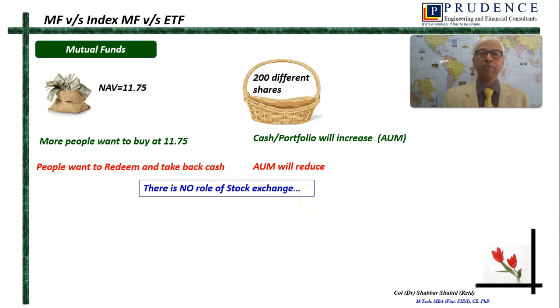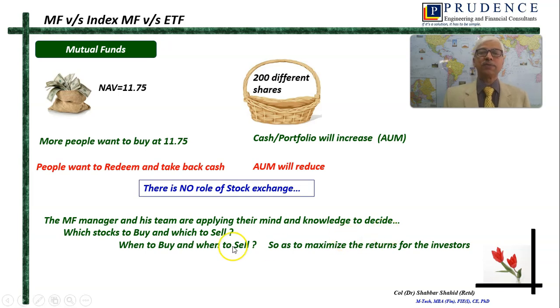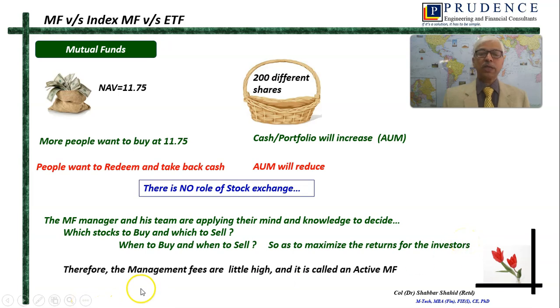Whatever transactions you are doing, you do directly with the mutual fund company or through your broker, through your financial advisor. And you would observe here that in selecting this basket of stocks, the mutual fund manager and his team have to apply their mind, their knowledge, they have to do a lot of hard work. They have to decide when to buy, when to sell, what to buy, what to sell. This is all done to maximize the returns for the investors. So they will be charging their management fees, which will be a little high. And because of the work which they are doing, it is called an active mutual fund. Very clear on that?